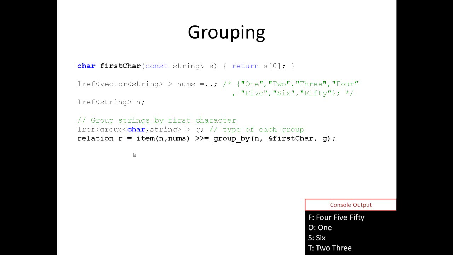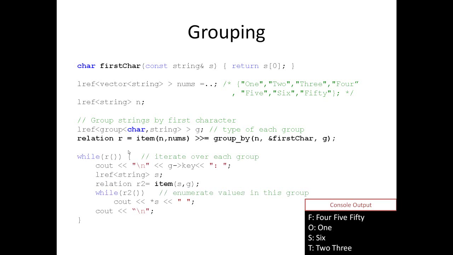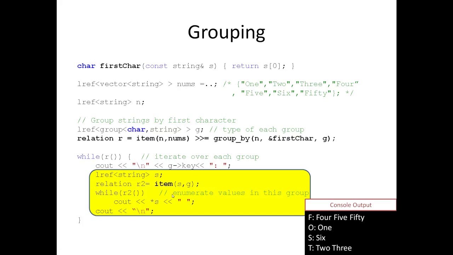And now we can start evaluating the relation and iterating over the groups. Here the while loop is triggering the evaluation on R, which is the grouping relation. First we print the key of the group. Now each time the relation succeeds, we get one group. So we print the key of the current group, and then in this block here, we are simply iterating over all the values in the group using the item relation and printing the values out.